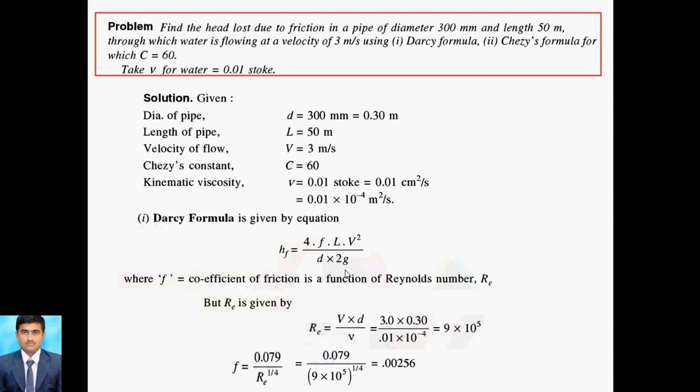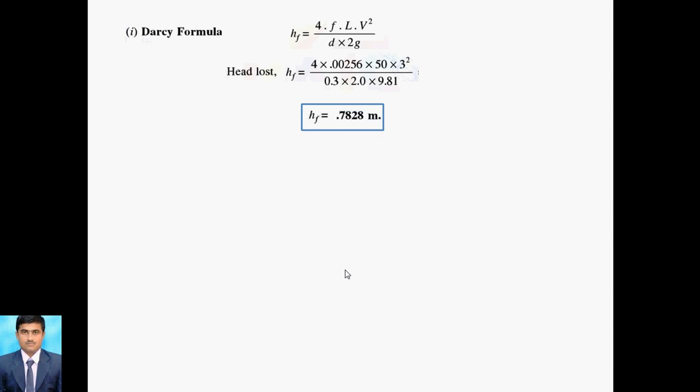So we can take this formula, that is f = 0.079 Re^(-1/4). Putting in the value of Re, that is 9 × 10⁵, we get 0.00256. This is the friction factor. Now we put the values in Darcy's formula: f is known, L is known, V is known, D is 0.3, and 2 as it is, g is 9.8. After that we can calculate hf, that is 0.7828 meter.